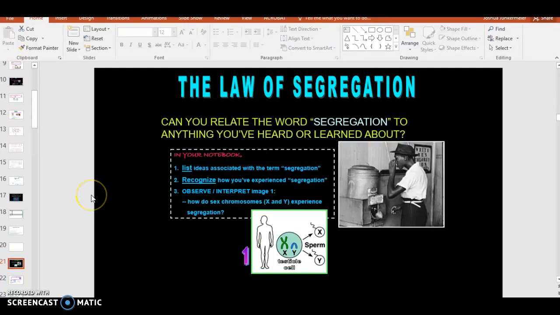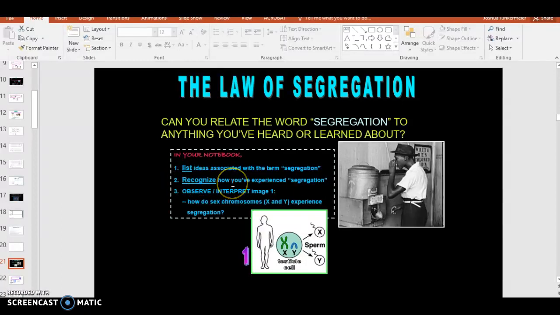All right, slide 21. Slide 21 is based on a part of meiosis called the Law of Segregation. But before we talk about meiosis specifically and how it's involved with segregation, let's just think about the word segregation and see if we can understand it better. It says list ideas associated with the term segregation. So I want you to brainstorm and get a list going of different words you think about, or what do you think you can associate with the idea of segregation. Basically, what do you think it means? What are some words that come along or are tagged along with segregation?